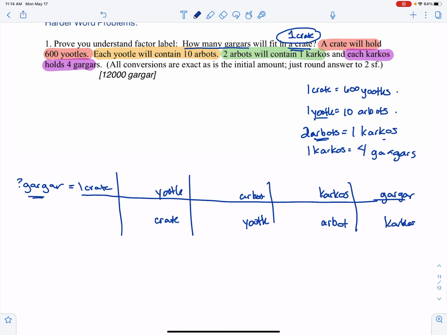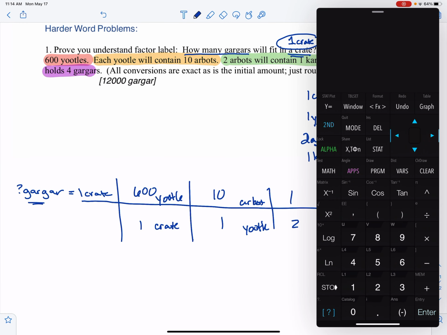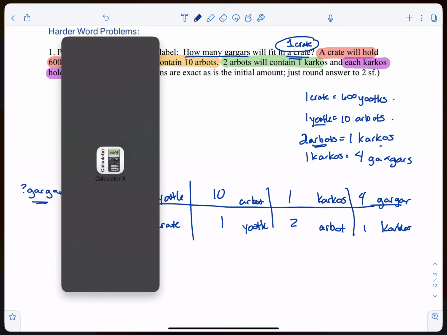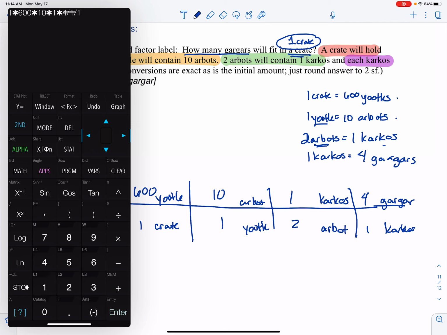I'm going to throw the numbers back in. 1 to 600, 1 to 10, 2 to 1, 1 to 4. I'm going to get my calculator out. 1 times 600 times 10 times 1, but you don't have to put the 1 in, times 4, and then divide it by 1 divided by 1. You don't have to put the 1s in. Divided by 2 divided by 1. And that gives me 1.2 times 10 to the 4th.